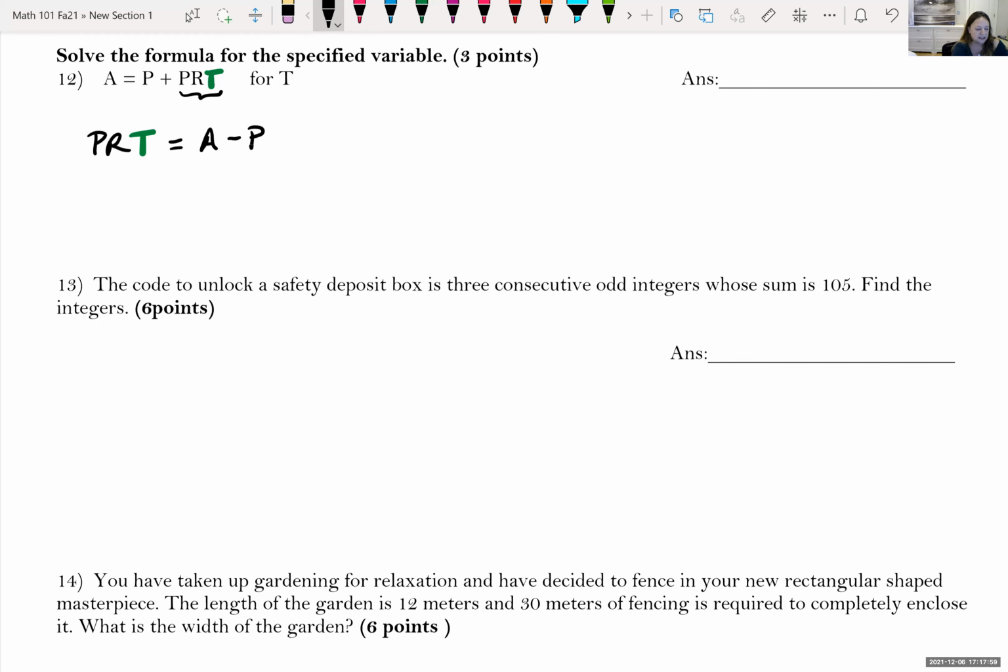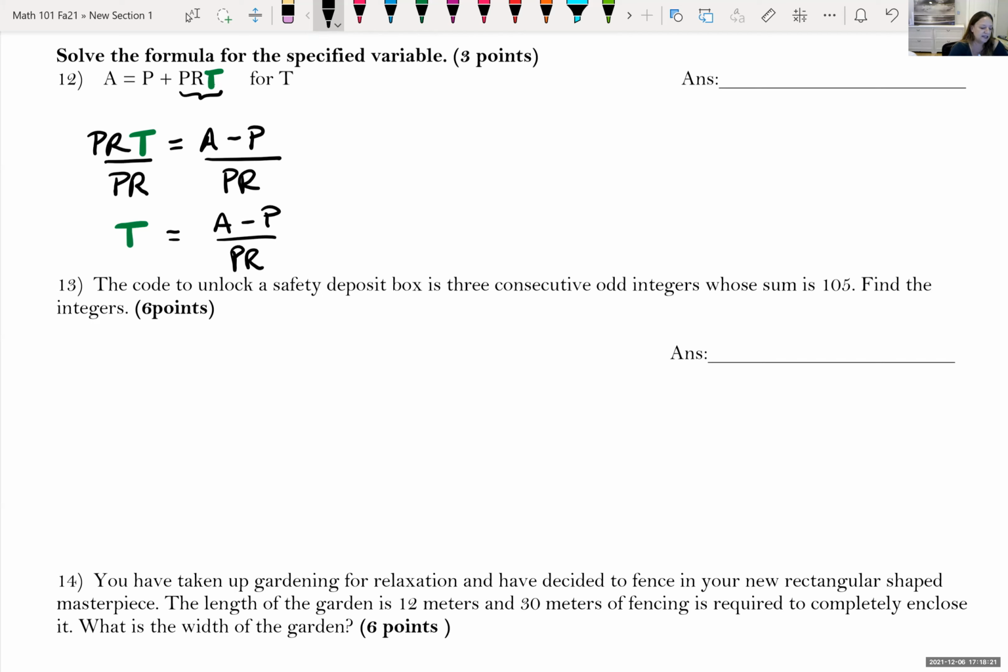Now to get T by itself, I'm just going to divide every single term by PR, or I can just put everything like this over PR. I prefer that actually, because then it's one fraction. So we get T is equal to A minus P all over PR.